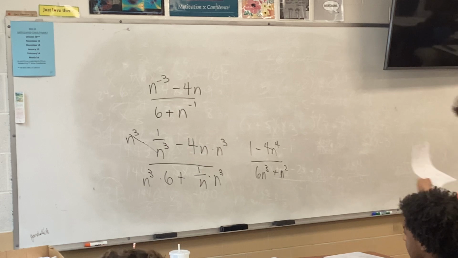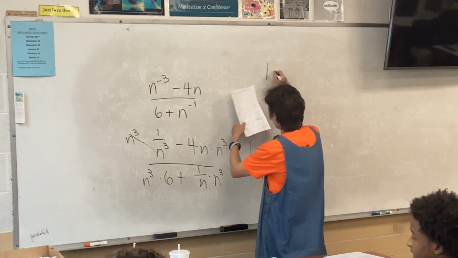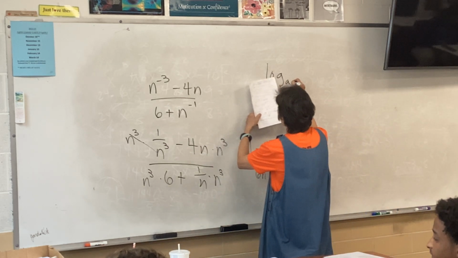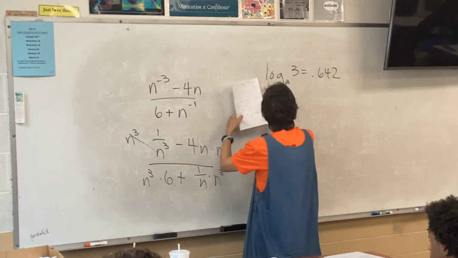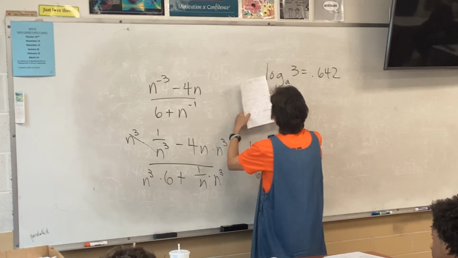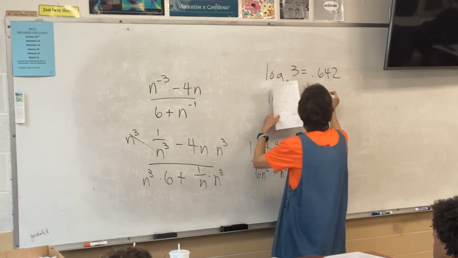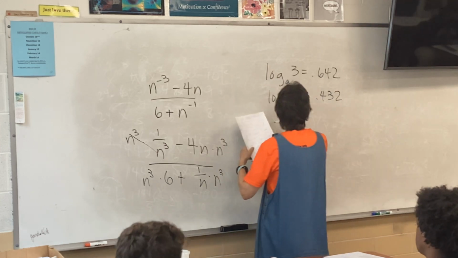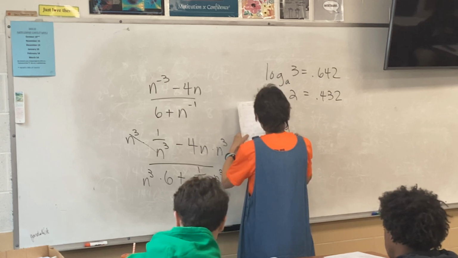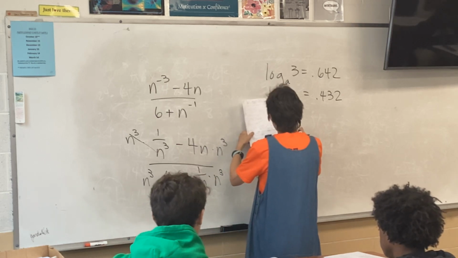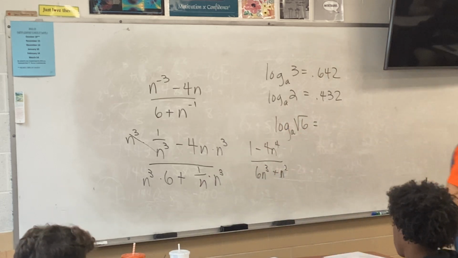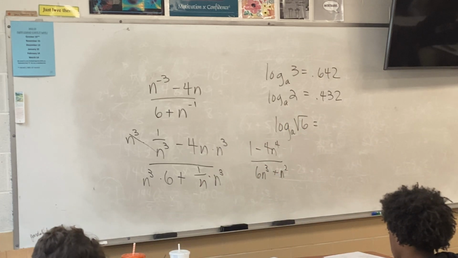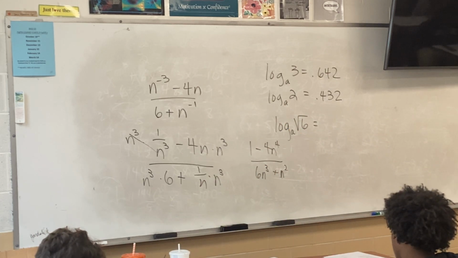All right, here's another one from a quiz. You're given a couple of values, totally made up values. Based on those values, we want to find the logarithm of the square root of 6.